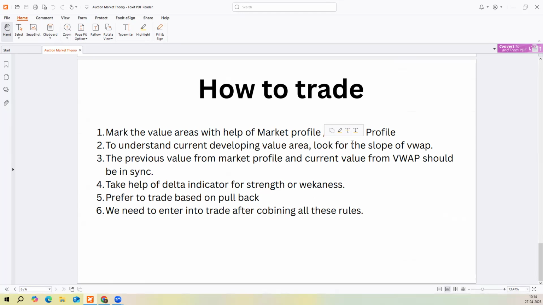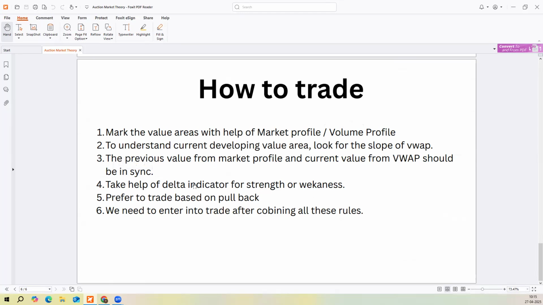Now if the market has opened outside the previous day value area, and the slope of the VWAP is also positive or negative, then you can start taking trades in that direction. It means the market is in imbalance, and it will keep on creating new values. These are some cases you have to consider. You have to create a proper context of the market, and then you can initiate the trade. The third point is that the previous value from market profile and the current value from VWAP should be in sync. You should try to take trades when both of them are in synchronization.